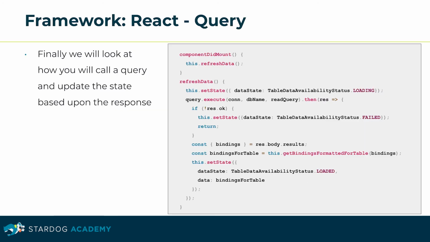Finally, we will look at how you will call a query and update the state based upon the response. The componentDidMount method calls the refreshData method. Inside the refreshData method, we set the state of the table to loading. We call the query.execute command, passing in the connection, the database name, and the read query. If the query fails, we set the table state to failed. If the query is successful, we read the information out of the body, pass the body to the table, set the state of the table to loaded, and add the result set.